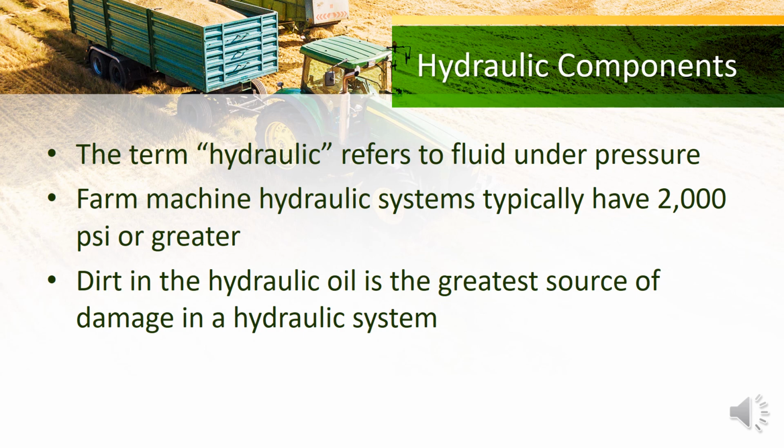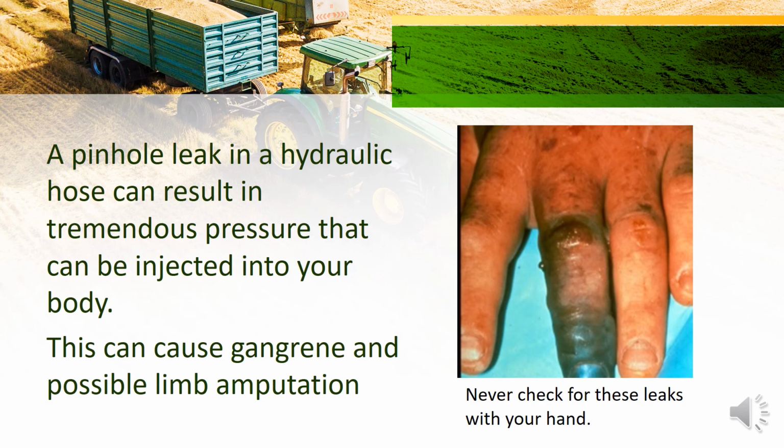So let's talk about the hydraulic components. The term hydraulic refers to fluid under pressure. Farm machine hydraulic systems typically have 2,000 psi or greater. Dirt in the hydraulic oil is the greatest source of damage in a hydraulic system. A pinhole leak in a hydraulic hose can result in tremendous pressure that can be injected into your body. So never check for leaks with your hand. Always use an implement.